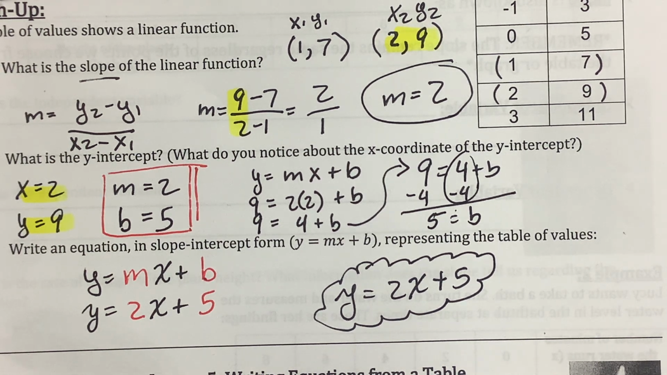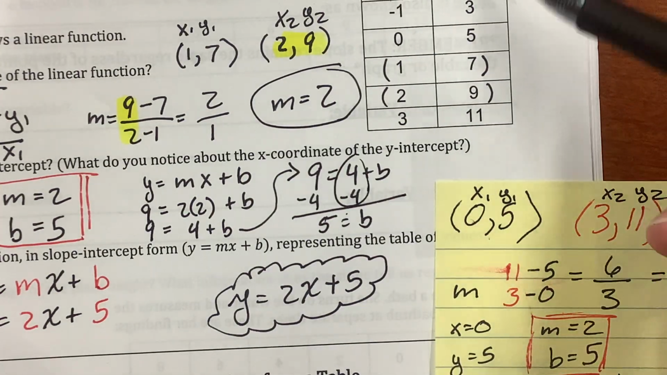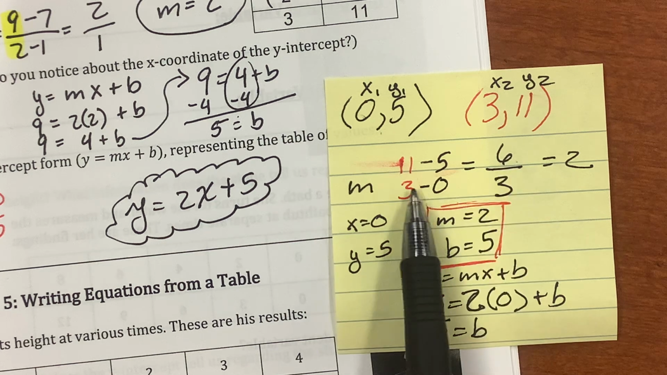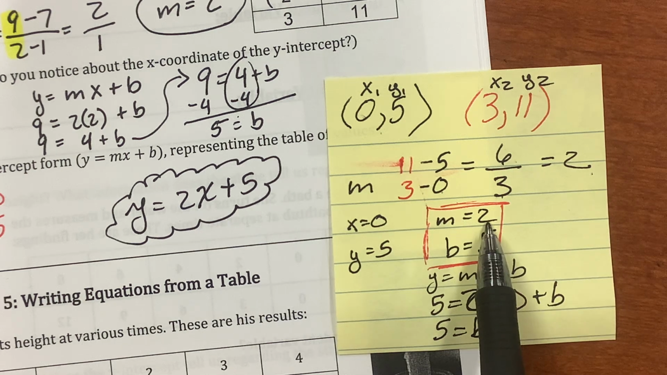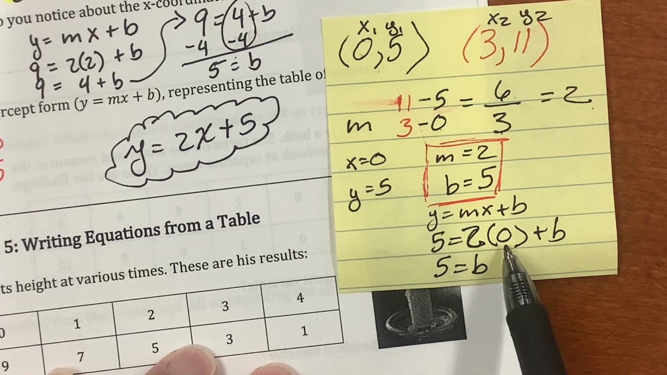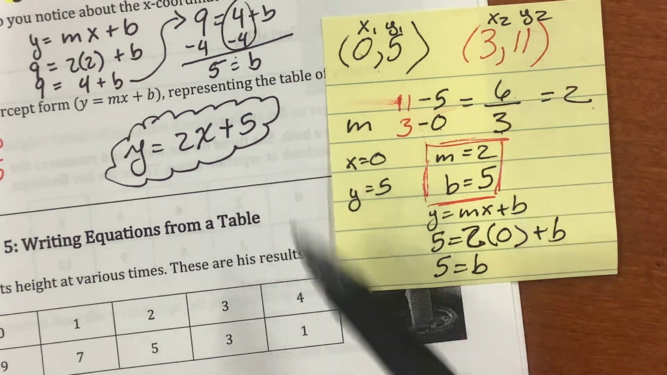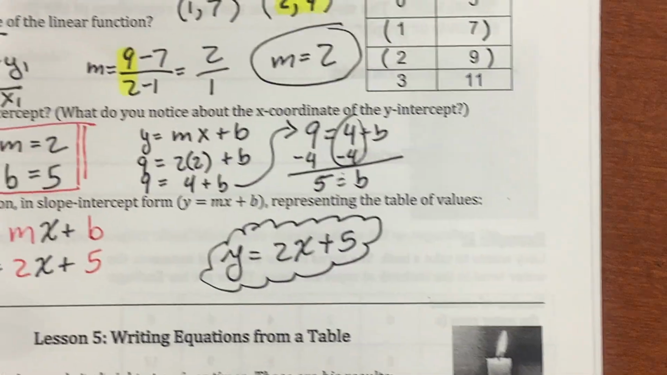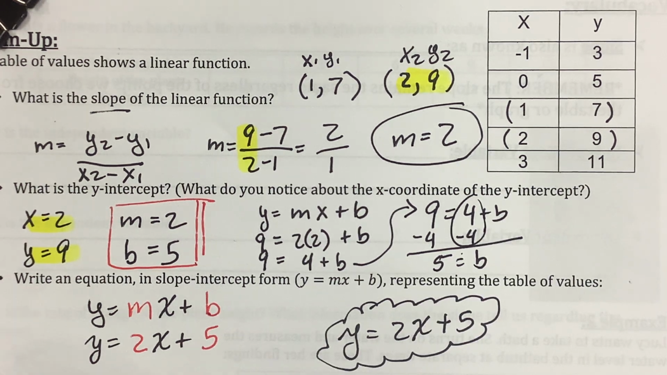Now, it wouldn't matter what 2 points I pick. As a matter of fact, I kind of did a couple of different things. I did these 2 points, 0, 5, and 3, 11. I took this point and this point, and I did it. So 11 minus 5 is 6, 3 minus 0 is 3, 6 divided by 3 is 2. I end up with m equals 2. Then I used 0 and 5, this point here. 5 equals 2 times 0 plus b. 5 is b, because 0 plus b is 0. I could do it with any 2 points. It wouldn't matter. So when you have a chart, you get to pick what points you want to use, whatever you think is easiest. And you end up with the same equation no matter which points you pick.